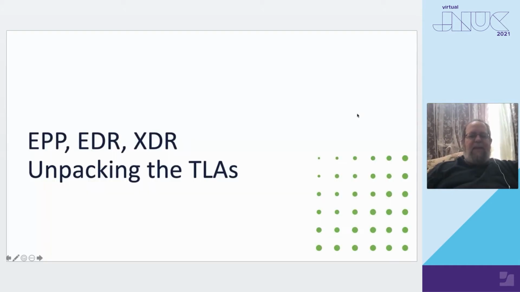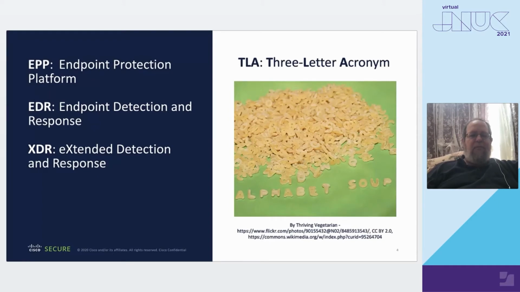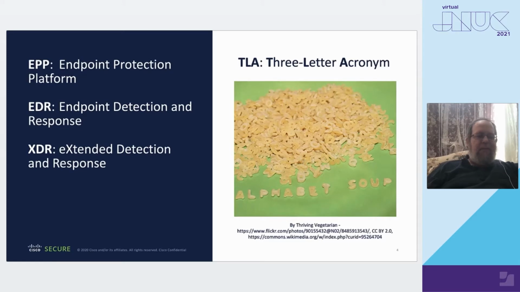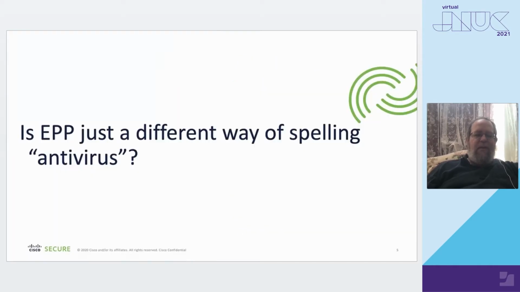So let's start by unpacking some TLAs, where TLA, of course, is a TLA for three-letter acronym. And we have a fair amount of alphabet soup to make sense of here. So EPP, Endpoint Protection Platform, EDR, Endpoint Detection and Response, XDR, Extended Detection and Response. Let's take each one of these in turn.